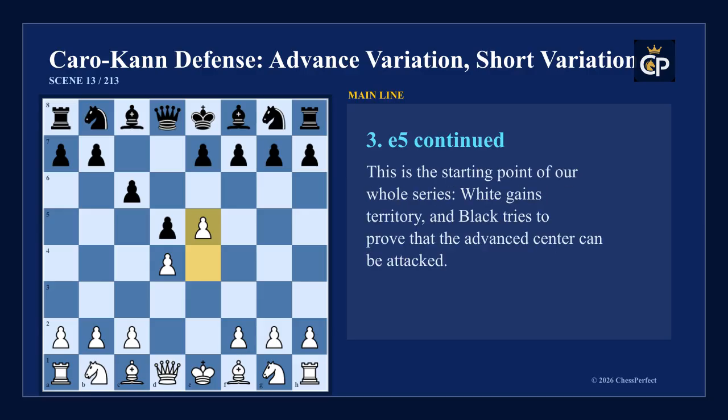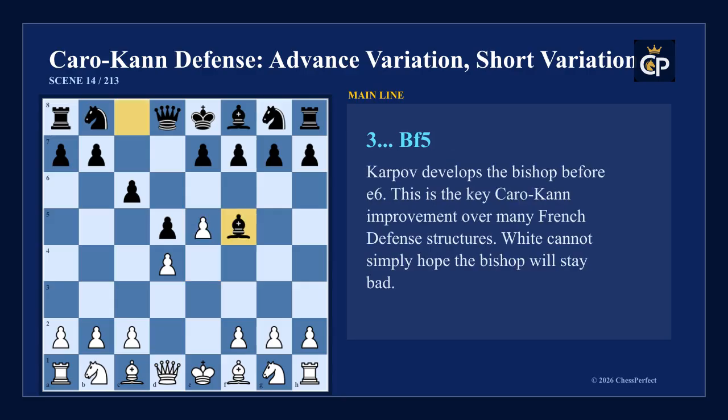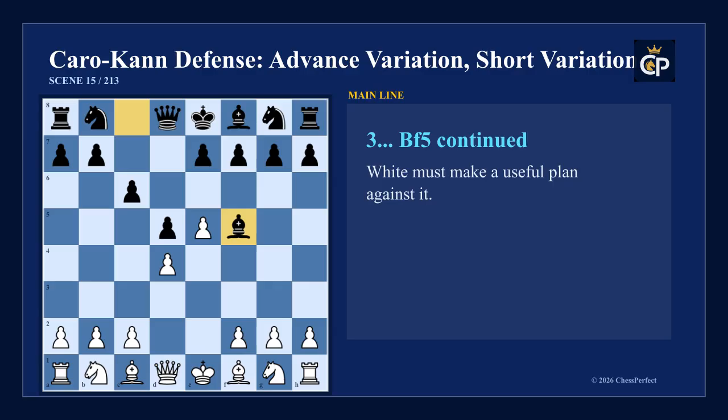This is the starting point of our whole series. White gains territory, and Black tries to prove that the advanced center can be attacked. Bishop f5. Karpov develops the bishop before e6. This is the key Caro-Kann improvement over many French Defense structures. White cannot simply hope the bishop will stay bad. White must make a useful plan against it.